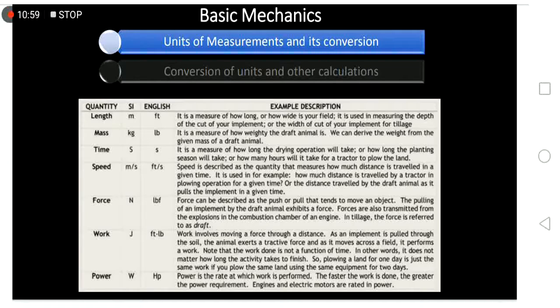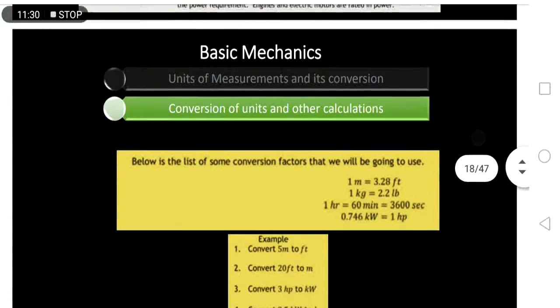So for power, we have the unit of watts, and for the English system, we have the HP or the horsepower. Power is the rate at which work is performed. The faster the work is done, the greater the power requirement we need. Engines and electric motors are rated in power, either in terms of watts or in HP. So that is the basic mechanics regarding the units of measurement.